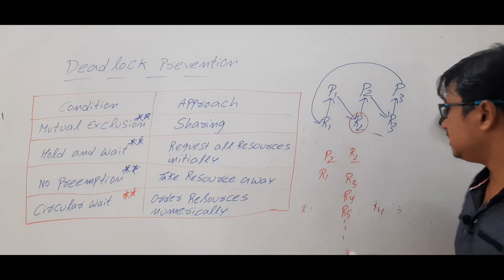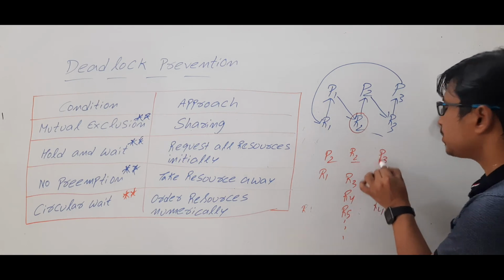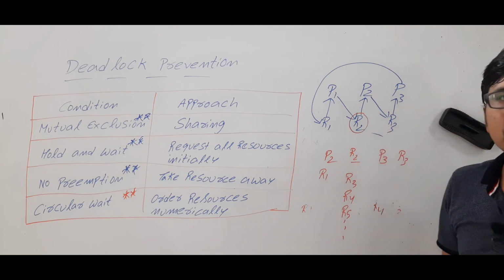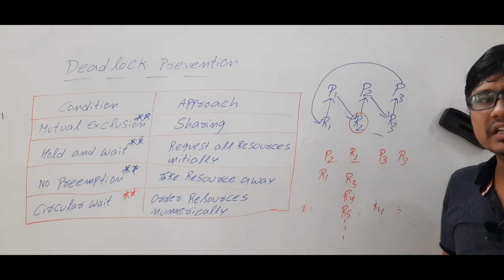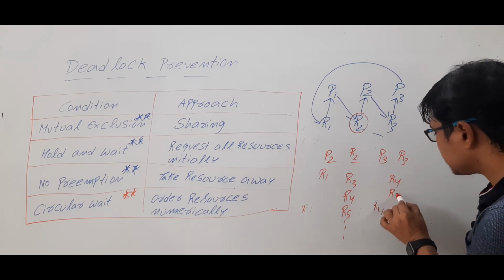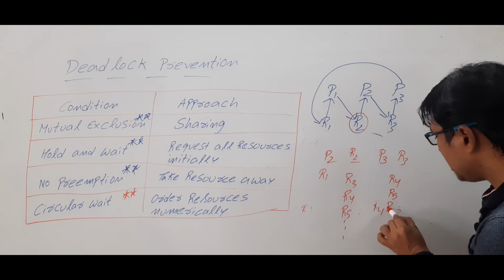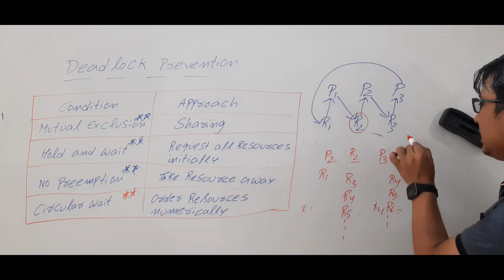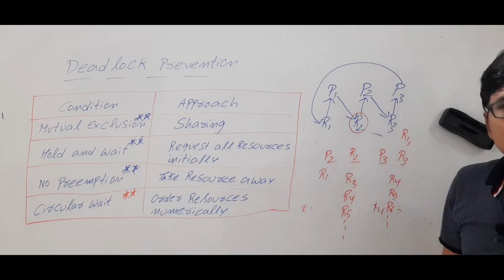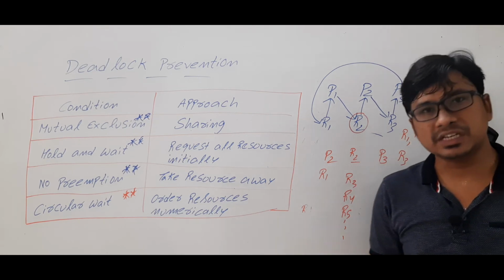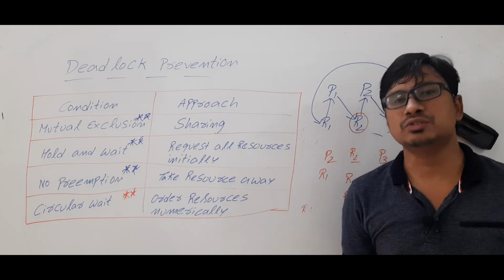Is it clear? Similarly, let's take another example. Process P3 has resource R3. Now, process P3 can request resource R4, R5, R6, and so on. However, process P3 cannot request resource R1 or resource R2. If you keep such a restriction, circular wait is not possible.